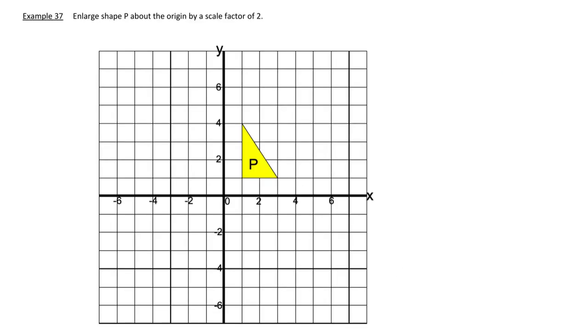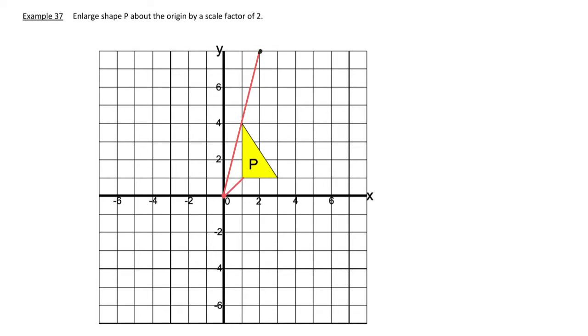Example 37, enlarge shape P about the origin. So I'm going to mark on my centre of enlargement by a scale factor of 2. So I've drawn my construction line from the centre of enlargement to the first point. And what I can do now is measure this length of the line and then double it. And whenever I do that and draw it in a straight line, I end up at the point here at the top, and I can mark that with a point.